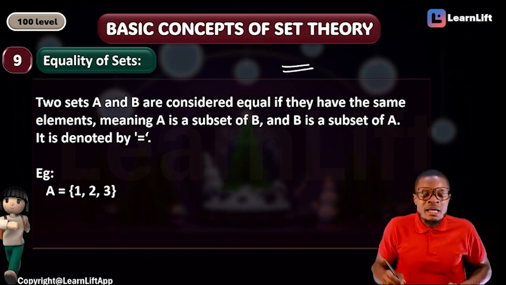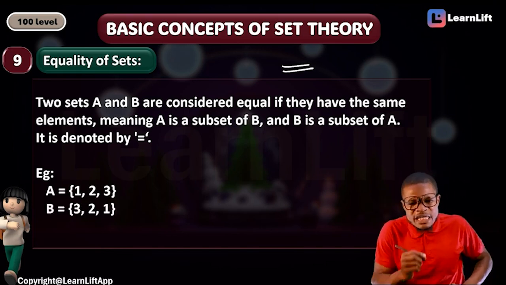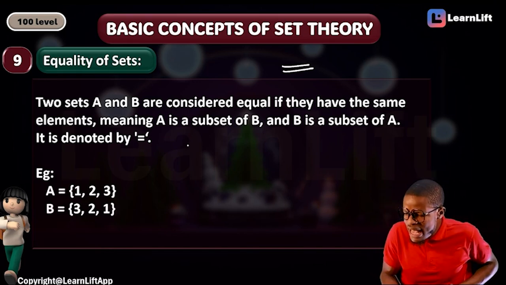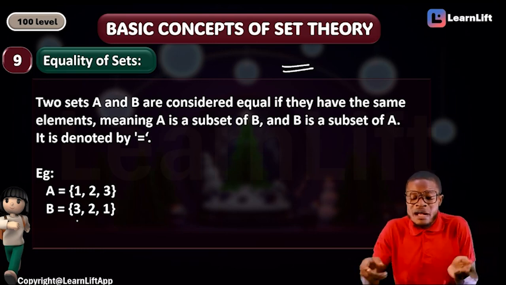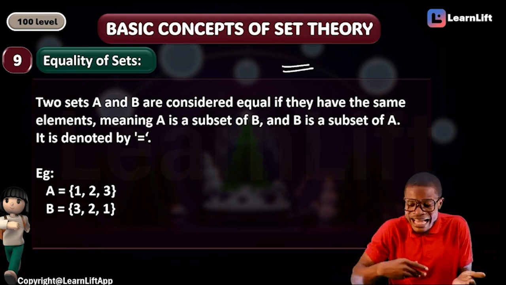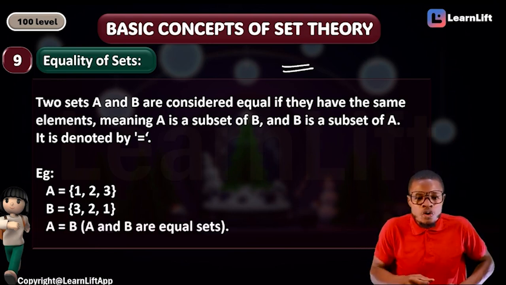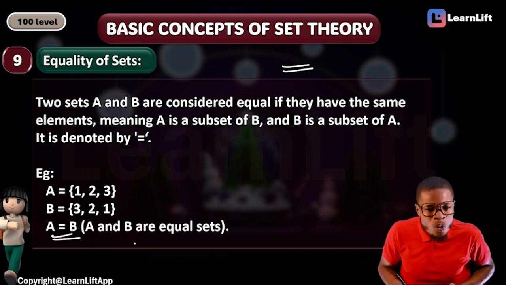Another thing is this. For example, let's say your set A is 1, 2, and 3, and then we have set B to be 3, 2, 1. Can we say these two sets are equal? Oh yes, set A there is 1, 2, and 3. Your set B is 3, 2, 1. The order in which they are coming does not matter. In as far as their elements are the same, the two of them are said to be what? Equal. So what can we conclude? We can conclude that our set A and set B are equal.